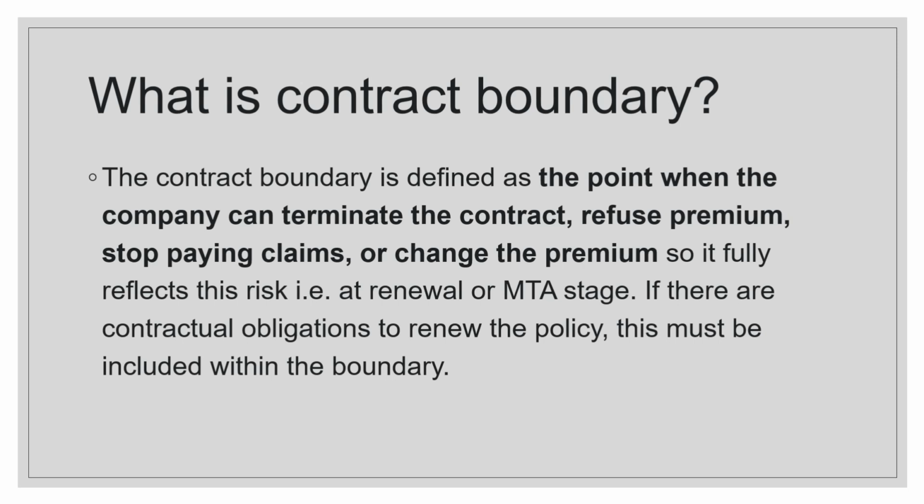What is contract boundary? The contract boundary is defined as the point when the company can terminate the contract, refuse premium, stop paying claims, or change the premium so it fully reflects this risk, that is, at renewal or MTA stage. If there are contractual obligations to renew the policy, this must be included within the boundary.